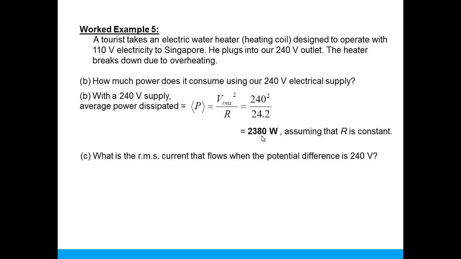Next, what is the root mean square current that flows when the potential difference is 240 volts? Since V equals IR, and V and I are in phase, assuming that the water heater is a pure resistor, we have current equals 240 volts divided by 24.2 ohms, giving you 9.9 amperes.